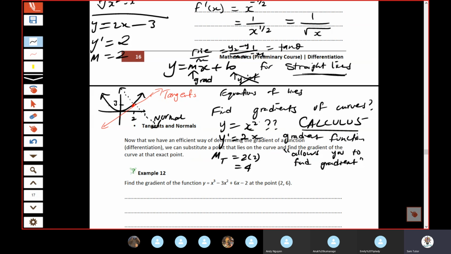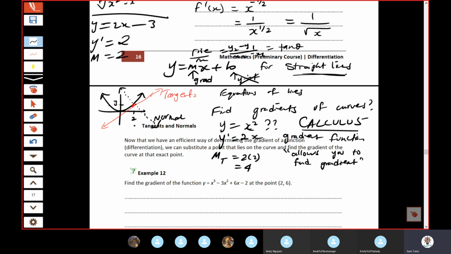How do we do y dash? You follow the rules that you learned last week. You just bring the power down and then subtract 1 from the power. This is not the gradient if it's got an x. See the top one up here, when I differentiated it, it actually just gave me 2. Well, that is the gradient, because it doesn't matter where x is, it's always 2. In this case, it gave me an x, so that's not really the gradient, but it allows you to find the gradient.